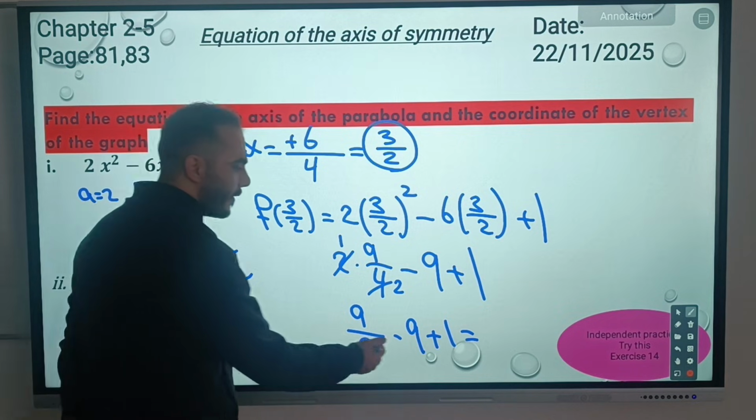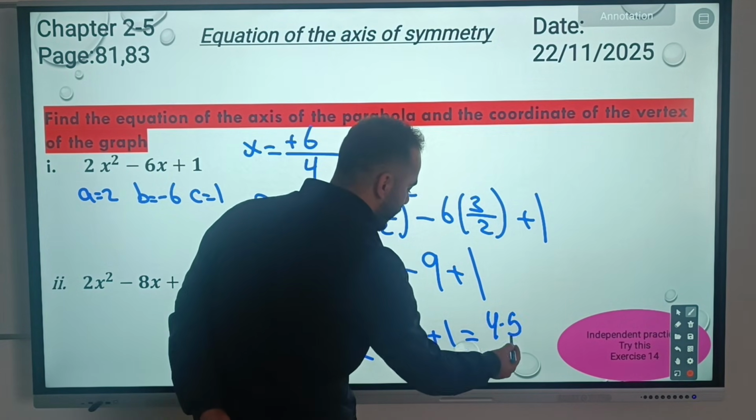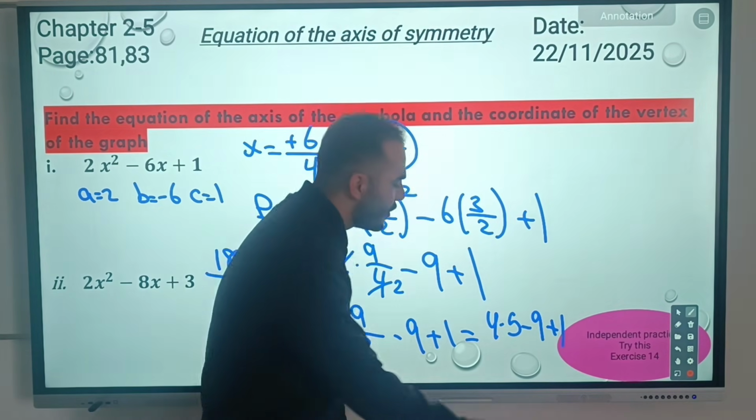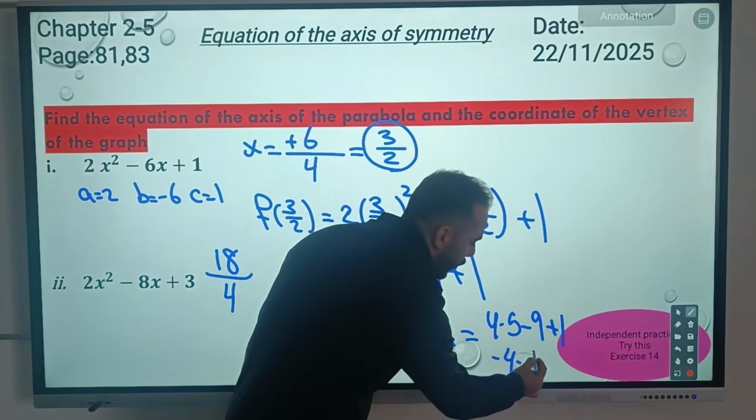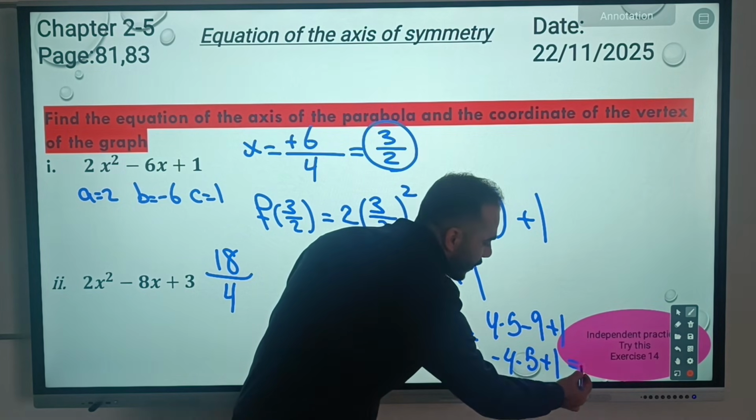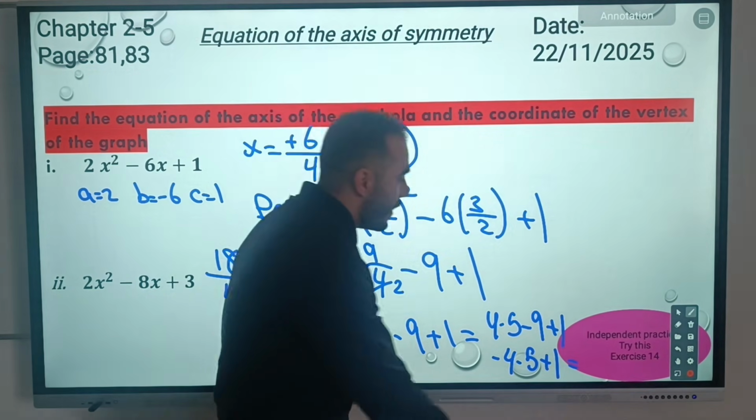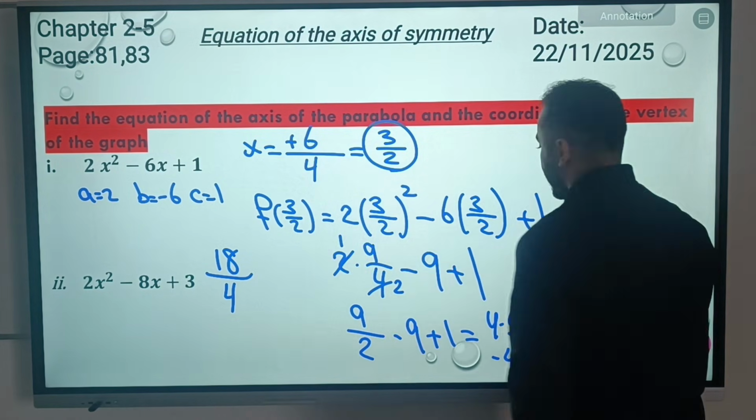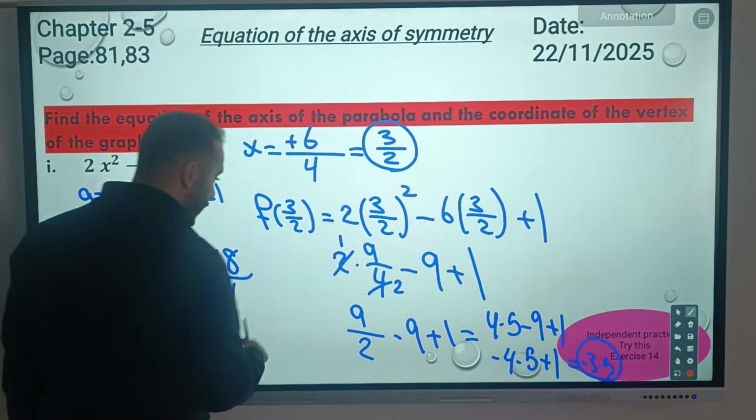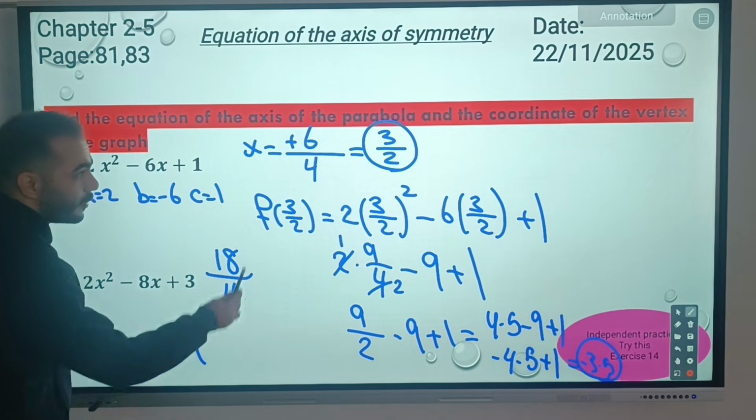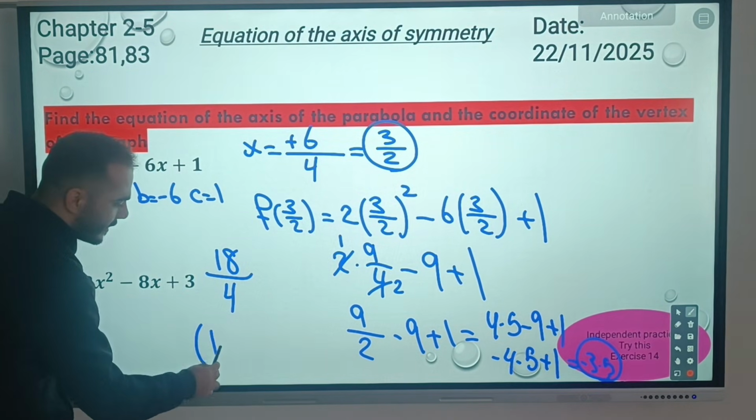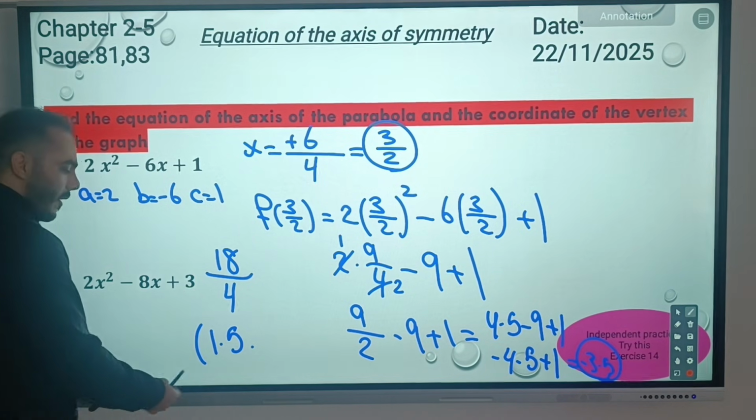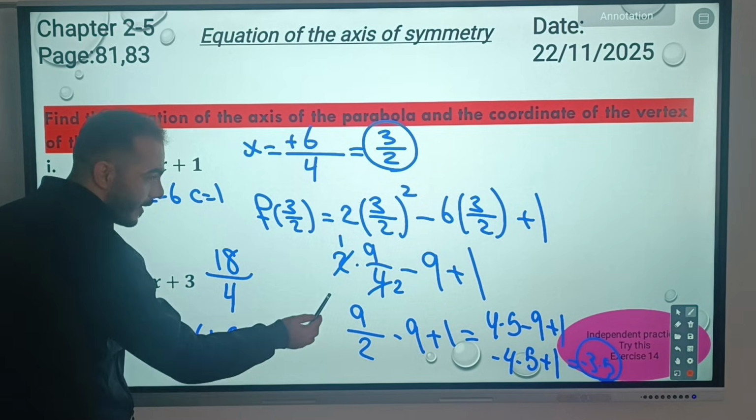Okay? 4.5. So 4.5 minus 9 plus 1. So 4.5 minus 9, it's equal to negative 4.5 plus 1. And then finally it's negative 3.5. So the vertex would be, let me just throw it here because I need that space. The vertex would be x, which is 3 over 2, let's say 1.5, because remember 3 over 2 is 1.5, so I can write 1.5 instead of 3 over 2, and then negative 3.5.